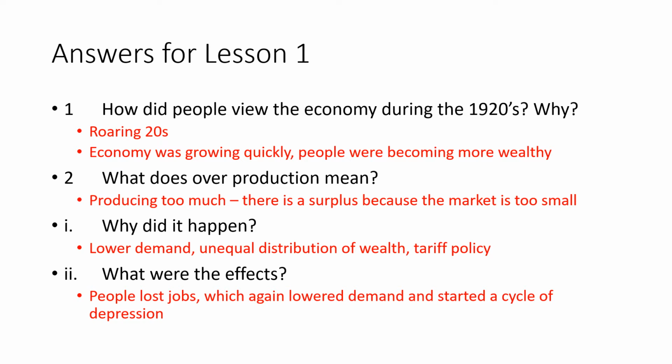What were the effects? Well, because factories needed to produce less, they needed fewer workers. And when they wanted fewer workers, people lost their jobs, so fewer people had money. That meant fewer people were willing to spend their money, and so there was less demand. And this started the cycle of depression. Less demand means less production, means fewer workers, means fewer people have money, and it goes back to the beginning, less demand.